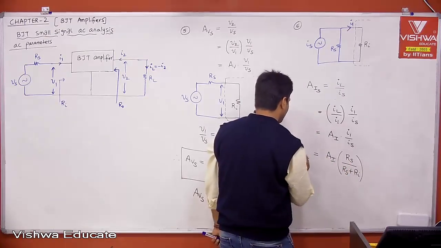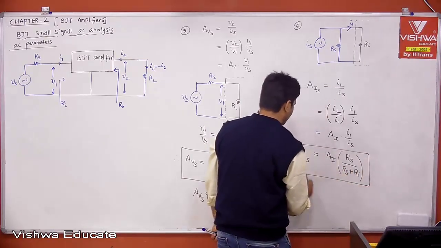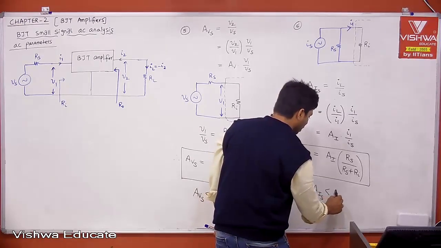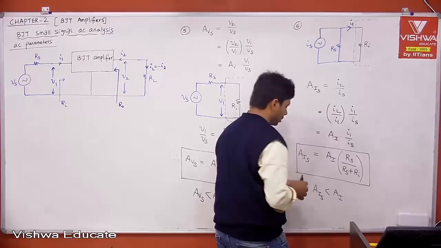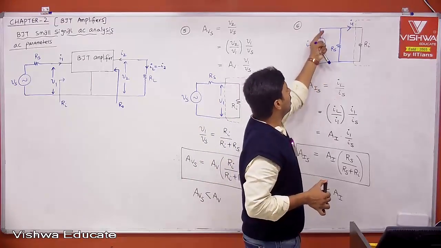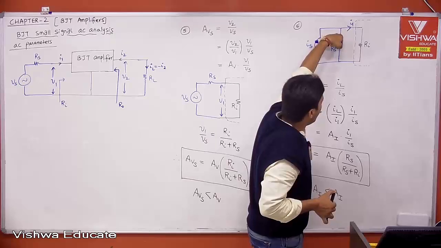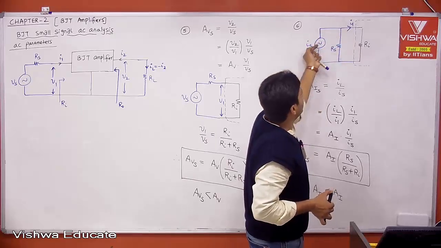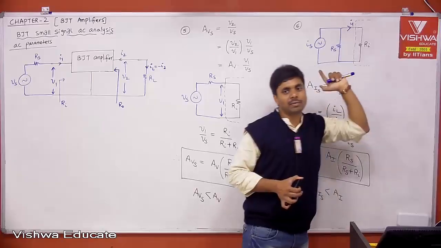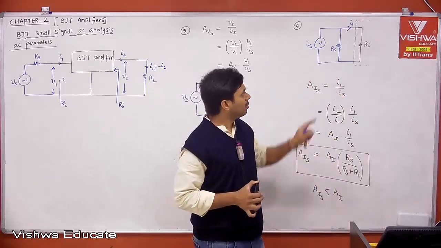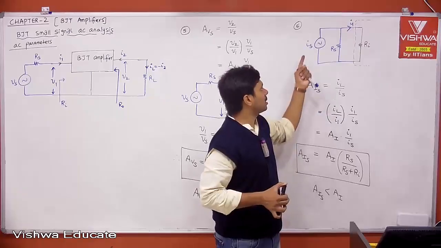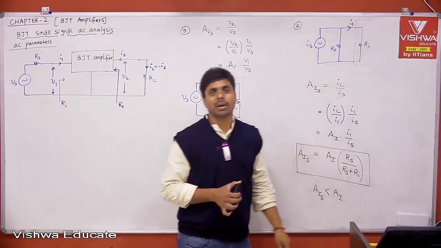Therefore, what is your observation here? Here also your current gain AIS is less than AI. Obviously, because of whatever current you are getting from your practical current source IS, part of the current is going through RS. Only part of IS is entering your amplifier, amplifying the current entering your amplifier and then providing it to the load. Therefore, because of this RS-Ri combination, part of the current is flowing through RS and only part of the current is entering your amplifier.